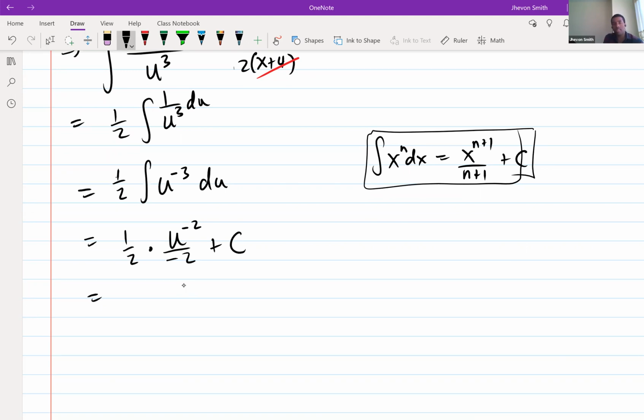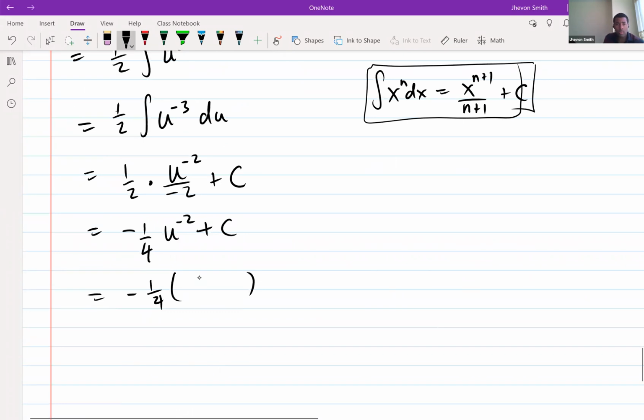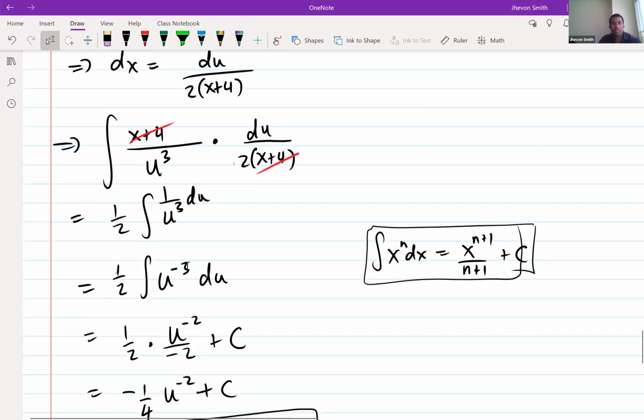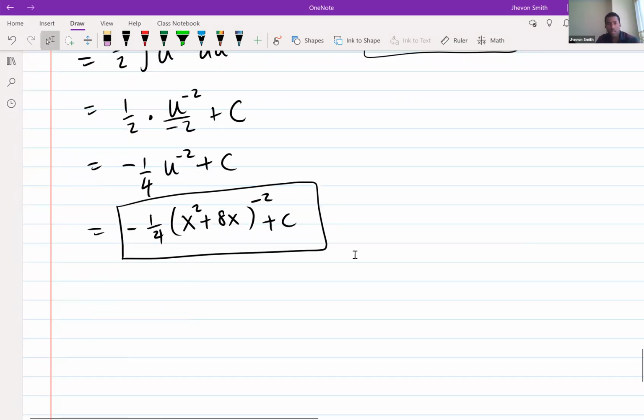So rewrite it. You always want to rewrite things so that they look like a rule that you have. So this just becomes minus a quarter u to the minus 2. And you can just now plug that in. So your u was x squared plus 8x. So we have that.